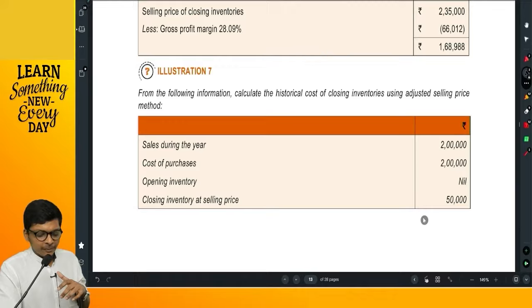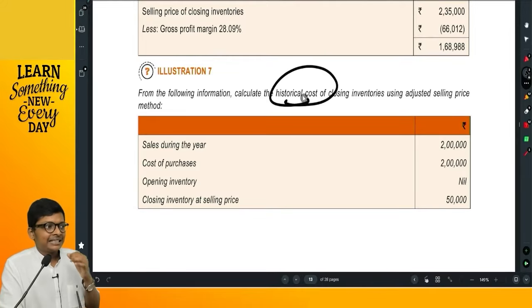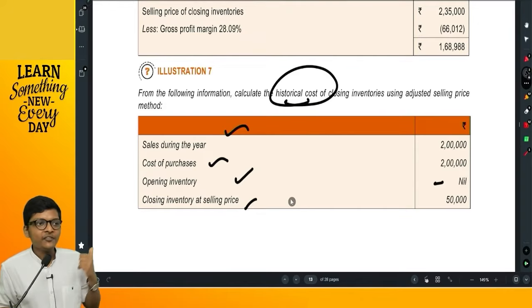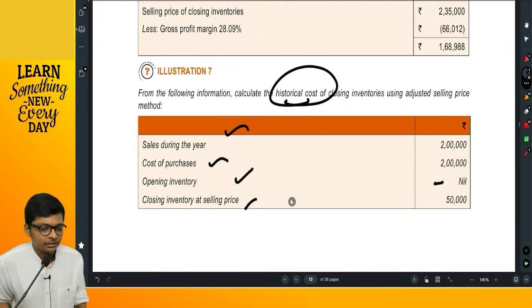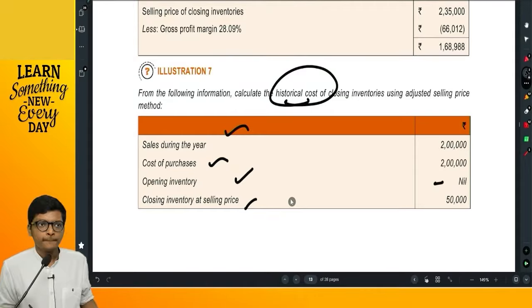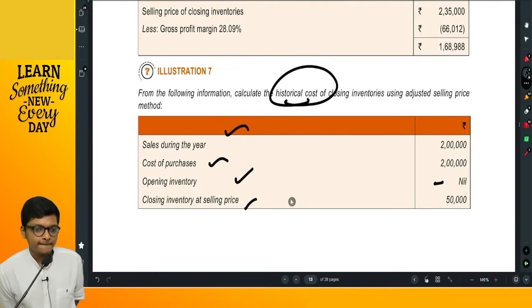From the following information, find out the historical cost. Sales is given, cost of purchase is given, opening stock is 0, and closing stock is at selling price. Same logic. Quickly find closing stock at cost, guys. Already done. Good. Others, nothing to worry. Try it in 2 minutes, get the answer.